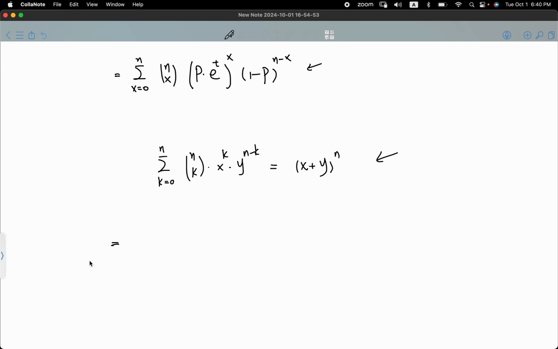Okay, so what is the x in our case here? This x is just the x that only exists in this formula. We can consider p multiplied by e raised to the power of t as our x, and this 1 minus p as the y here. We also have the power k: the x in our expression is the k here, and n minus x is the n minus k here.